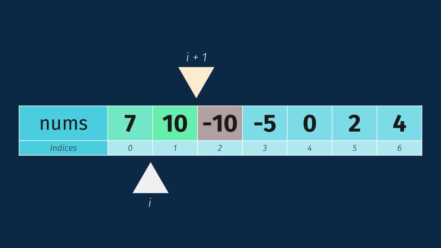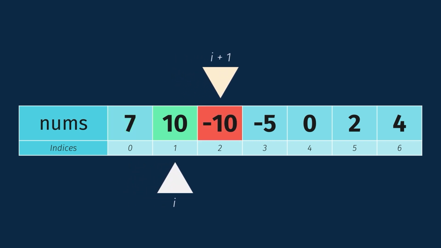We slide i forward to index 1, which is now pointing to 10. That means i plus 1 is at index 2, pointing to -10. Okay, let's compare. Is 10 greater than -10? Yes, absolutely. And that's it. We have found the break. This is that rotation point where the array's sorted order is interrupted by that huge drop from 10 down to -10. And the element right after this break, the -10 at index 2, has to be our minimum value.